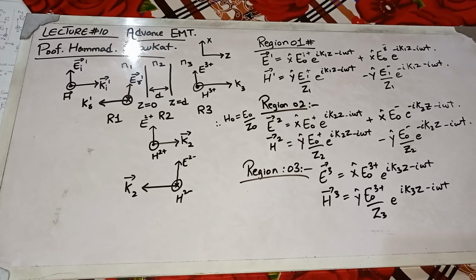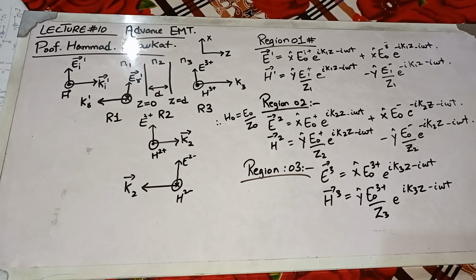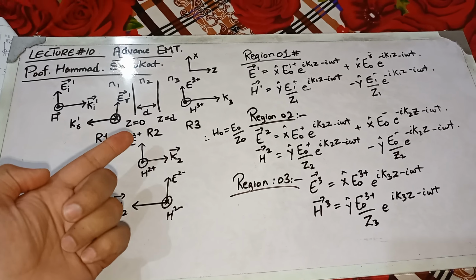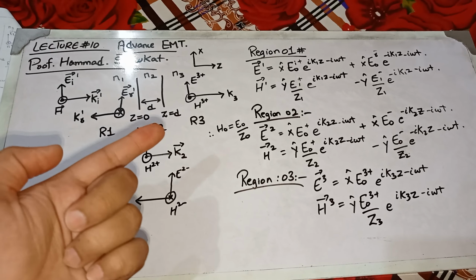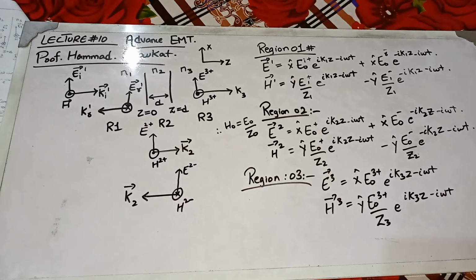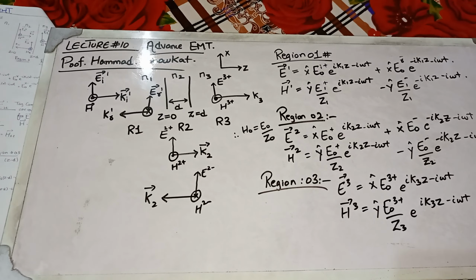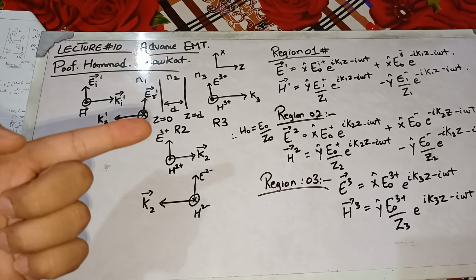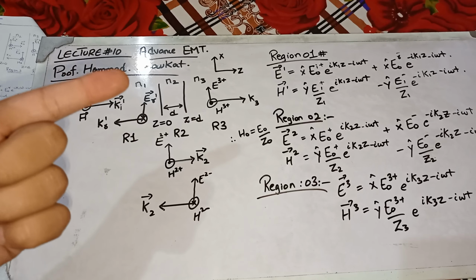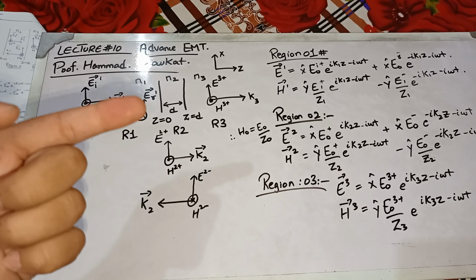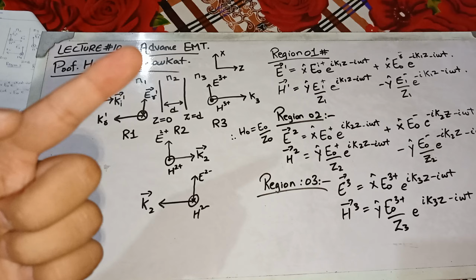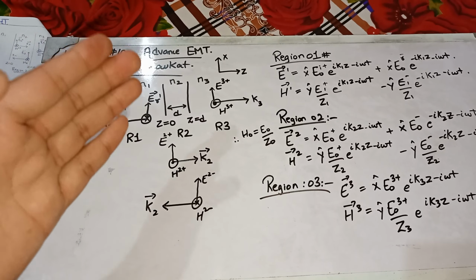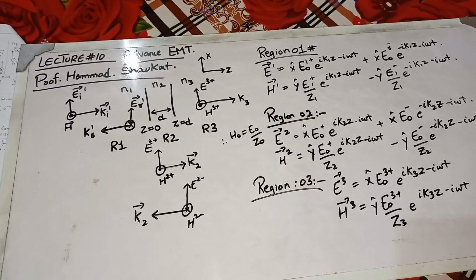Now here you have to apply the boundary conditions. There are two boundary conditions, at z equals to 0 and at z equals to d. These are the two boundary conditions you have to apply. So let's apply them. First, let's apply the boundary condition z equals to 0 in regions 1 and 2, because the boundary between regions 1 and 2 is z equals to 0, and between regions 2 and 3 the boundary is z equals to d. So first, let's solve the boundary condition at z equals to 0.